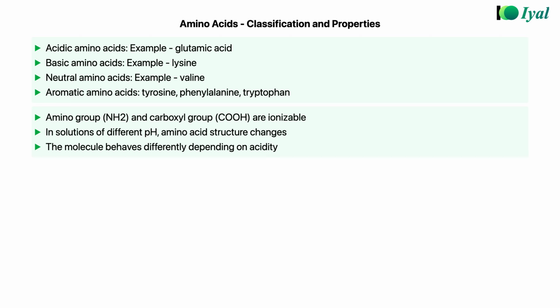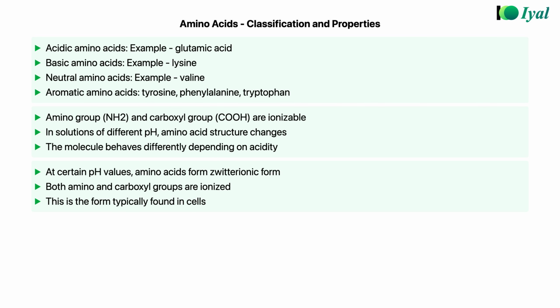Here's a really important property. Both that amino group and that carboxyl group are ionizable. That means they can gain or lose protons depending on the pH of the solution they're in. So the same amino acid can have different structures at different pH levels. This is crucial for how proteins work in cells. At certain pH values, something interesting happens. The amino acid exists in what we call the zwitterionic form.